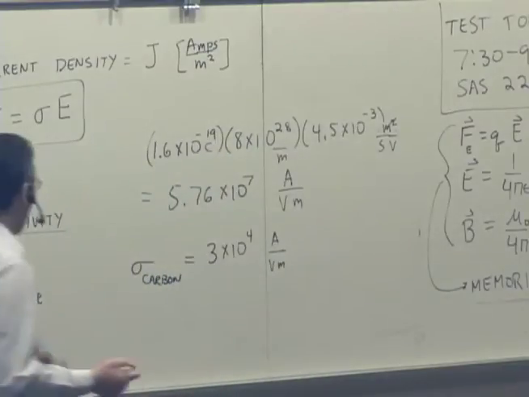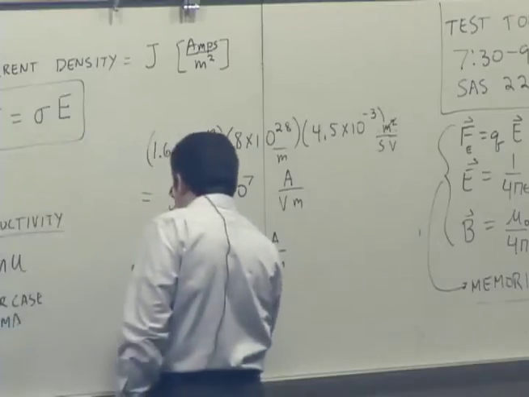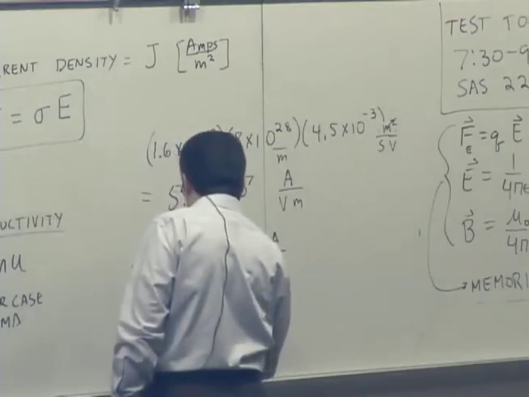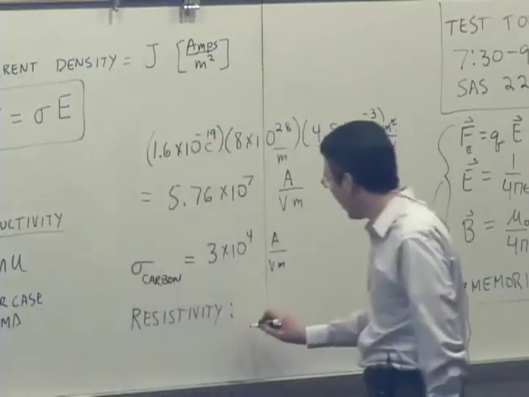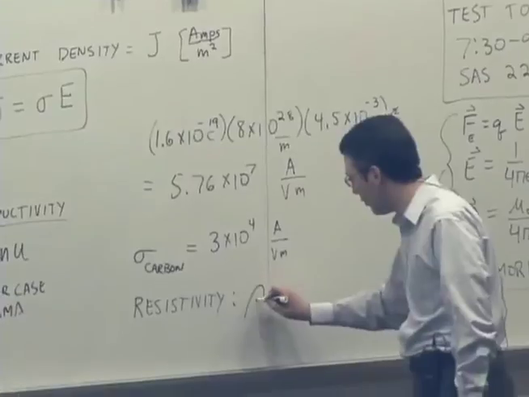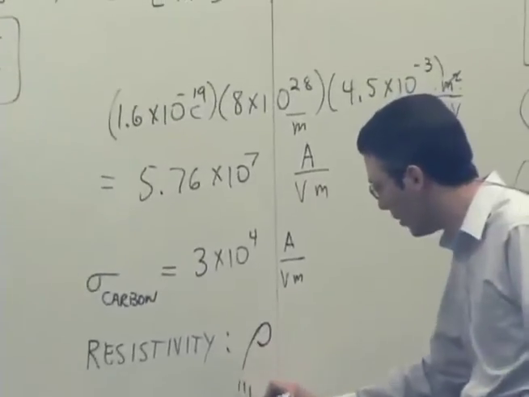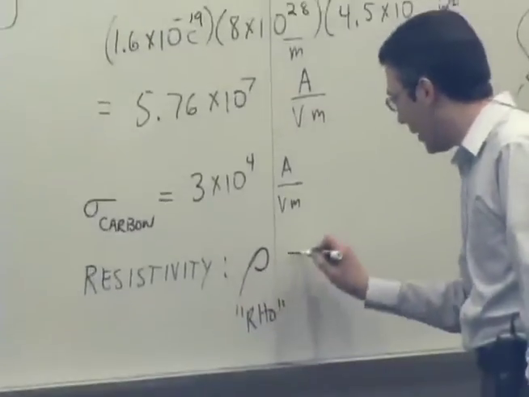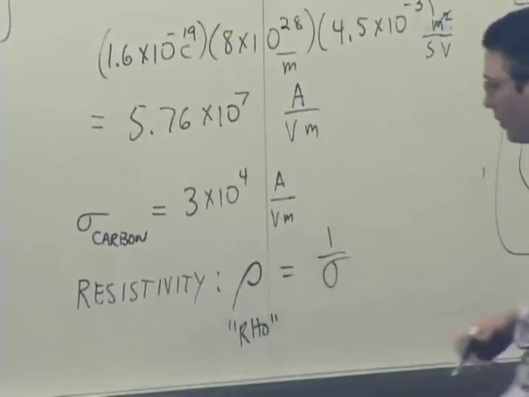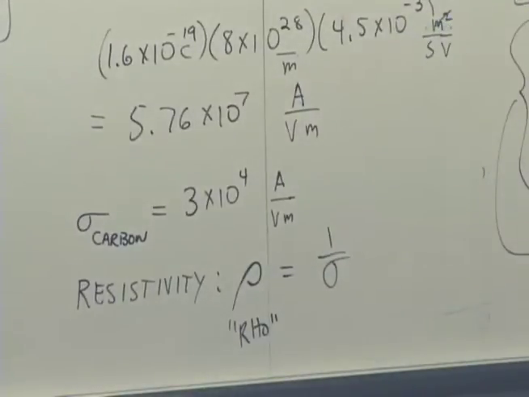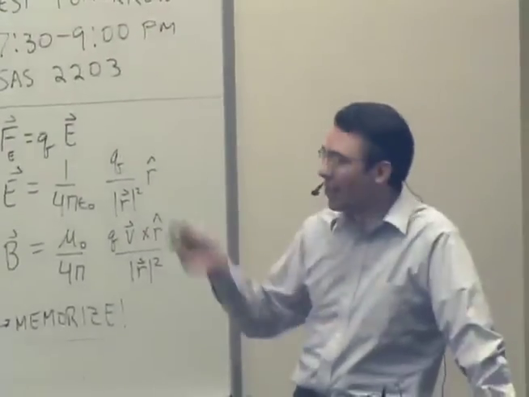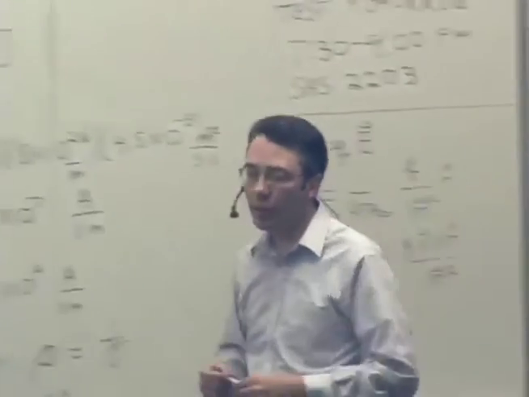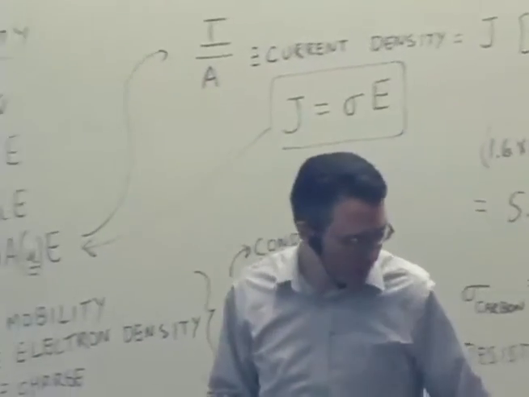One other thing you might run into is a quantity called resistivity, which is just 1 over the conductivity. It's given the symbol Greek letter rho. It's equal to 1 over sigma. Sometimes it's easier to measure how much the material resists the flow of electricity than how much it conducts electricity. So that may be something, again, you might run into. We're not going to talk too much about it.